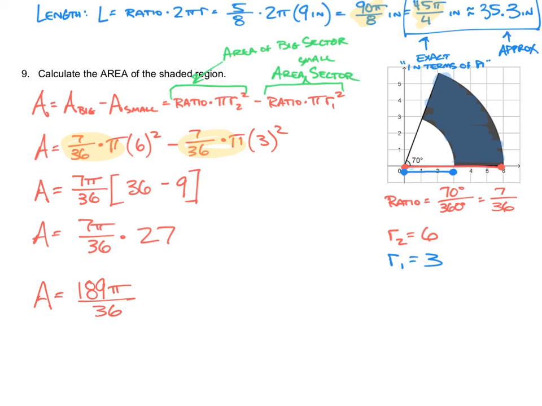And what are our units here? Well, it's square units. We don't know if they're square inches or square centimeters or square miles. Now I know this: 36 is divisible by 9. So is 189. 189 divided by 9 is 21. And 36 divided by 9 is 4. So that's my final exact answer. I reduced it to simplest form. If you would like to see that as an approximate answer, you can substitute in 3.14 for pi, and you're going to get something about 16.49 square units.